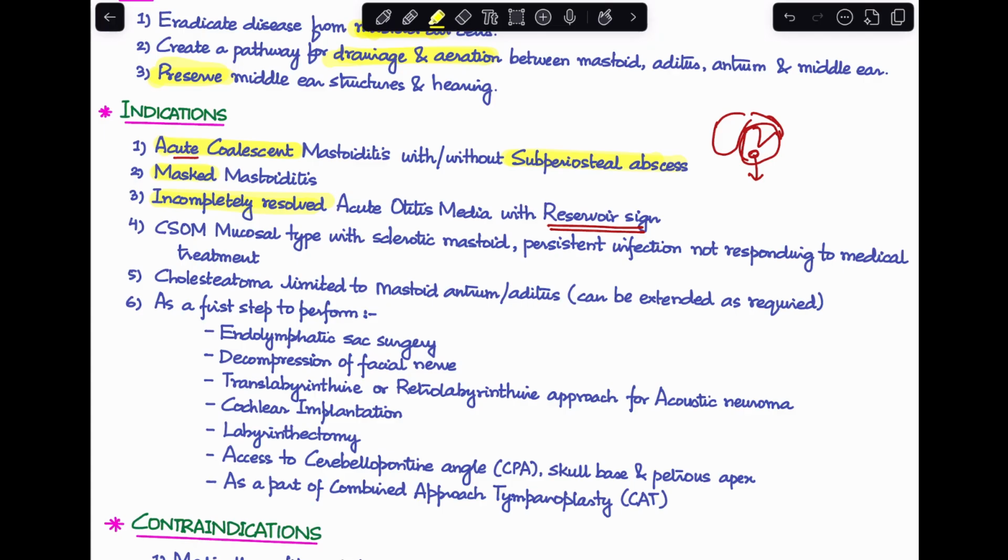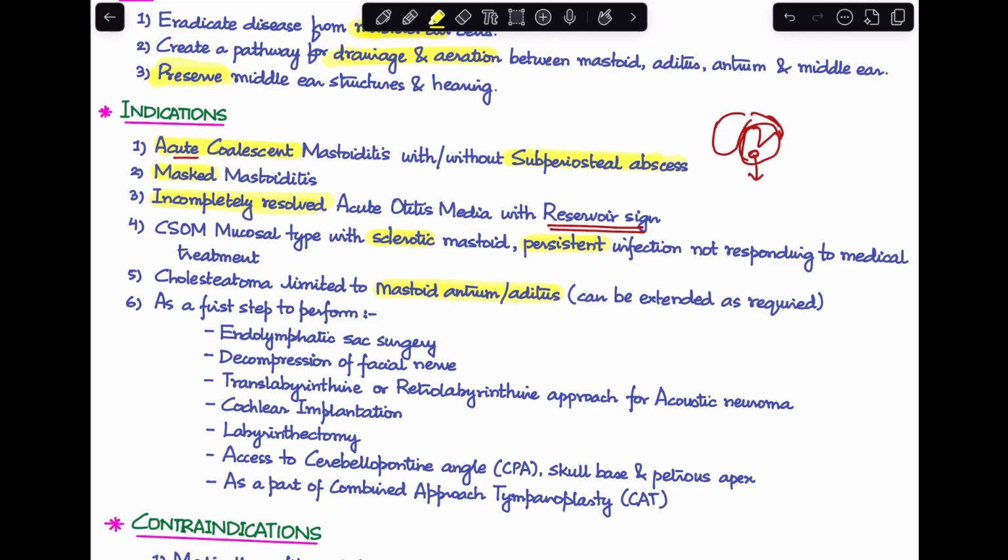Next indication is CSOM. In mucosal type CSOM, when there's a sclerotic mastoid and there's a persistent infection which is not responding to any medical treatment, you will also perform a cortical mastoidectomy in such cases. Fifth indication is a case of cholesteatoma. However, this has to be a very, very limited cholesteatoma only to the mastoid antrum and aditus. If it is beyond this, or if while performing the surgery, it is discovered that the extent of cholesteatoma is way more, the surgery can be converted into a canal wall down procedure as well.